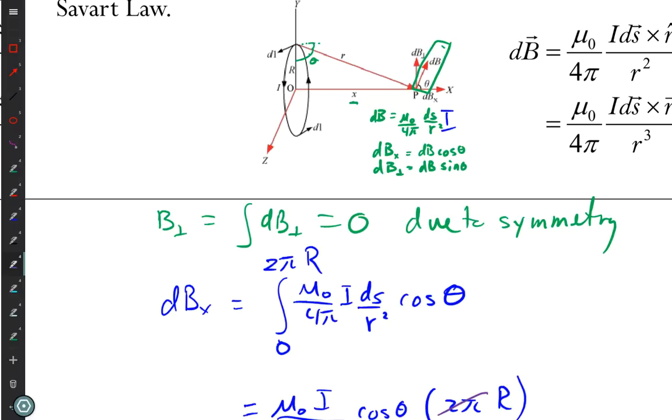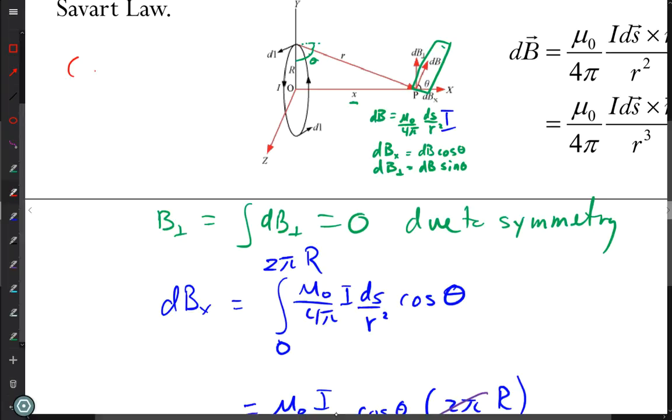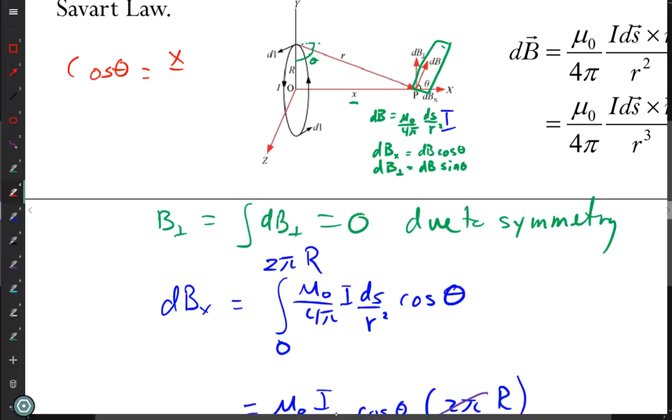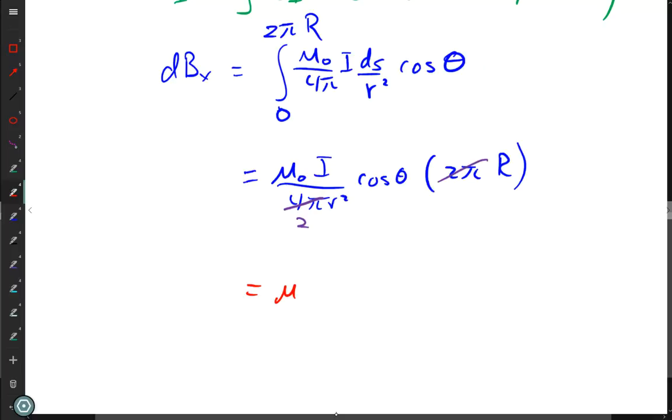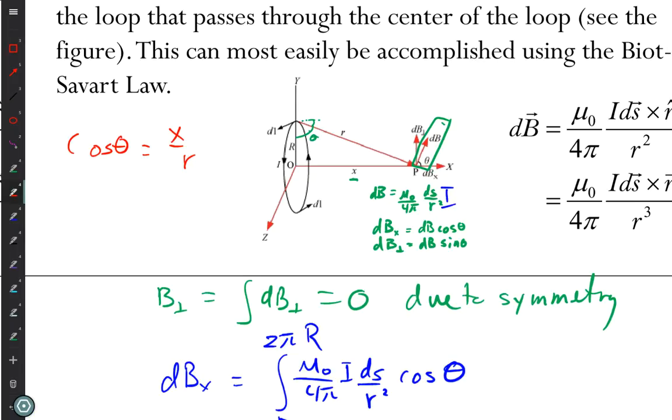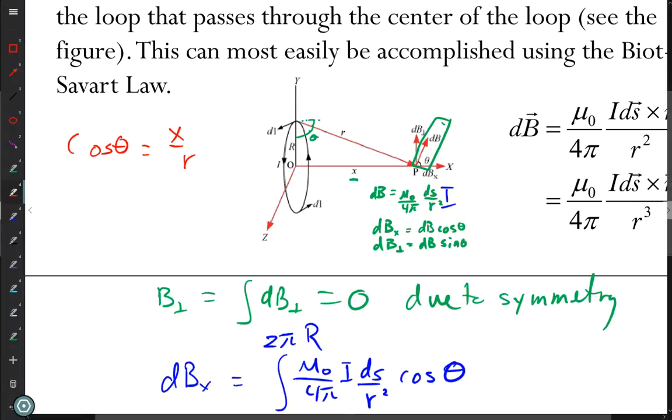So let's just look at this and say, okay, cosine theta is equal to adjacent over hypotenuse, which is going to be x over little r. So I can rewrite this as mu naught I x over little r. Oh, you're right. I did the wrong one. Thank you for correcting me. Theta is defined as that top angle, not the bottom angle. So cosine theta is going to be capital R over little r. I am glad you corrected me quickly.